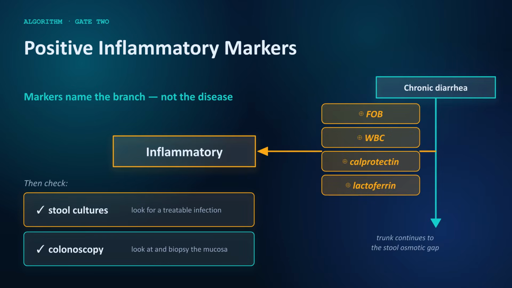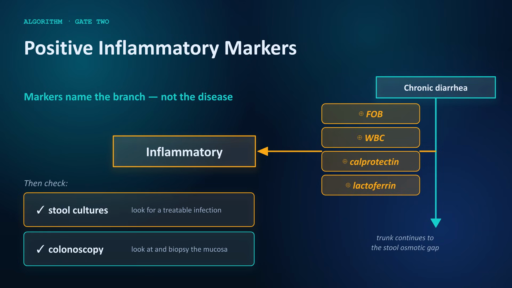Second gate: inflammatory markers. If the stool is positive for occult blood, or positive for white blood cells, or positive for calprotectin or lactoferrin, the patient steps off the trunk to the left into inflammatory diarrhea. These markers tell you the mucosa is damaged and inflamed. The next two steps are stool cultures, to look for a treatable infection, and colonoscopy, to look at and biopsy the mucosa. Our patient's occult blood was negative, and her fecal calprotectin was normal, so inflammatory disease is unlikely.